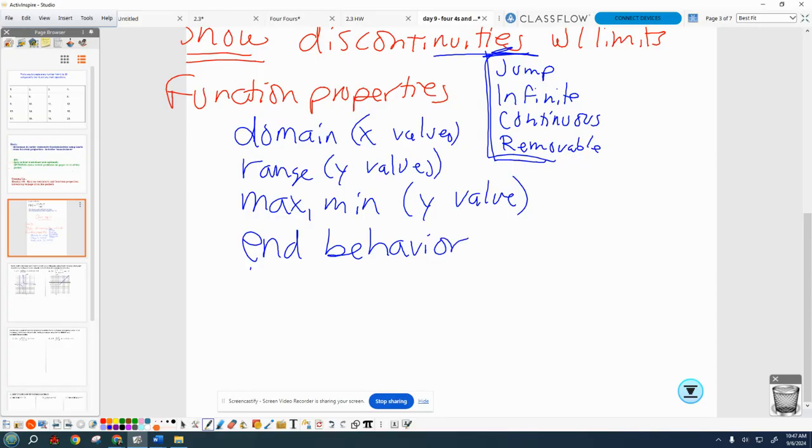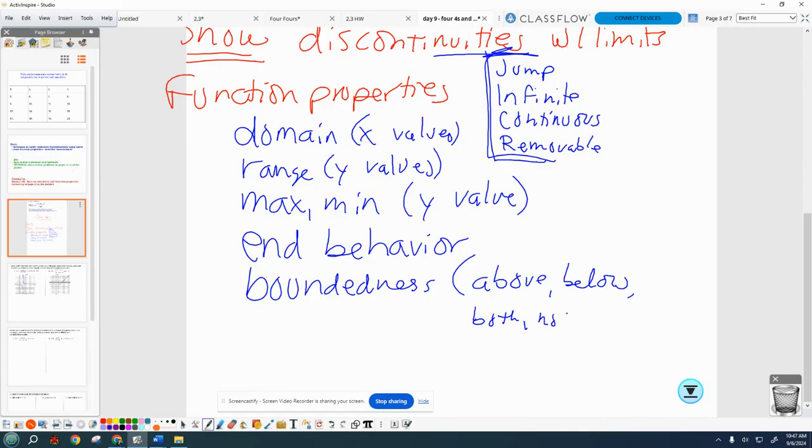Boundedness. What are the kinds of boundedness? Above, below, both, and not. The one you all hate, increasing and decreasing intervals. So those, you give X values, but you're looking at the Y values. When the Y is going up, what X values is the Y going up over? Anything else? Any other properties?